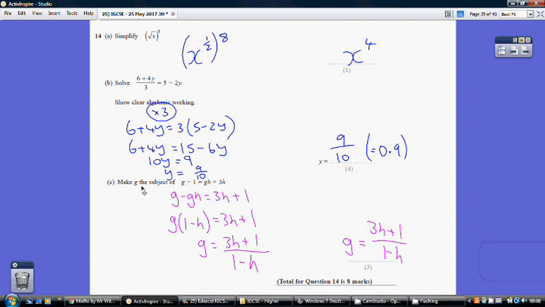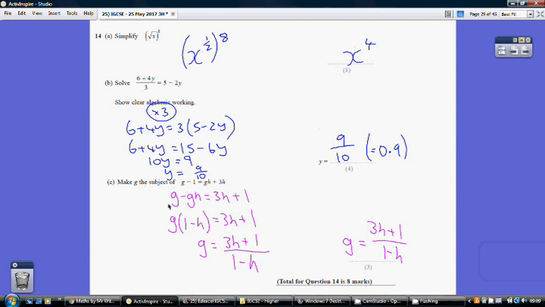Now for part C, to make G the subject, you've got to kick off by getting all of your terms including G on the one side, and all the terms which do not include G on the other. So I'm going to choose to take all my terms involving G to the left hand side, so I'm minusing GH from both sides, and then to get all my terms which do not include G onto the right hand side, I'm going to add 1 to both sides.